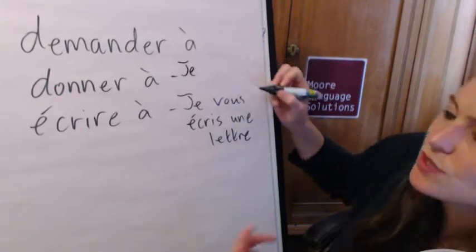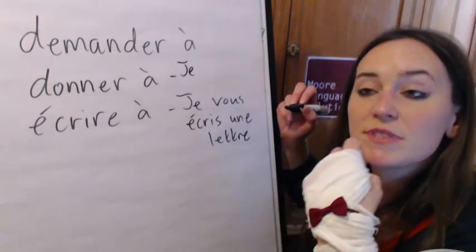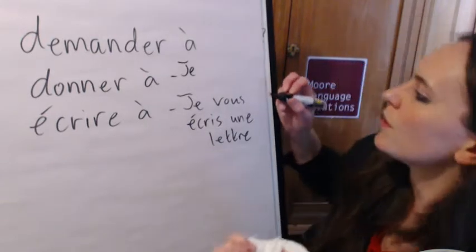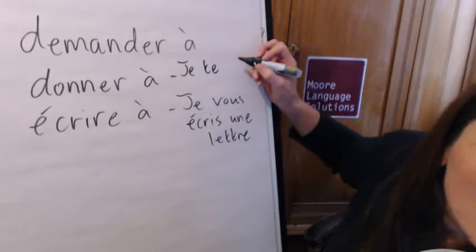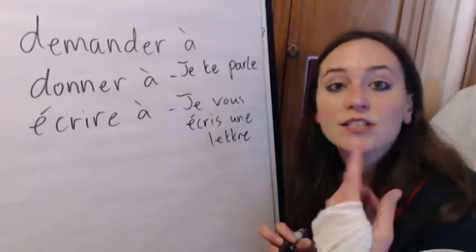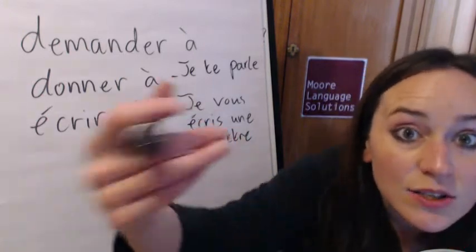Je, let's use the toi form, okay? So if you're replacing à toi, like I'm sending something to you or I'm speaking to you, je te parle. I to you am speaking. So the long way of saying that is je parle à toi.